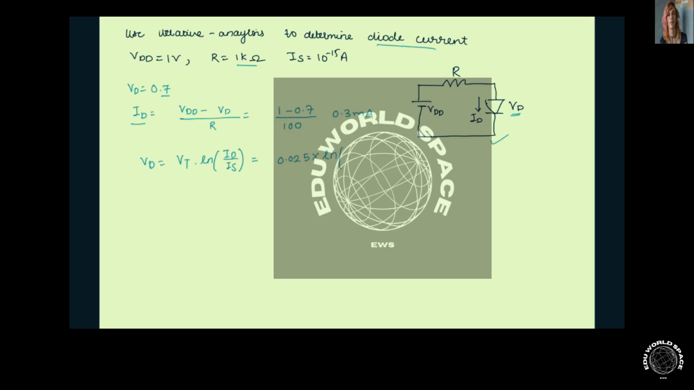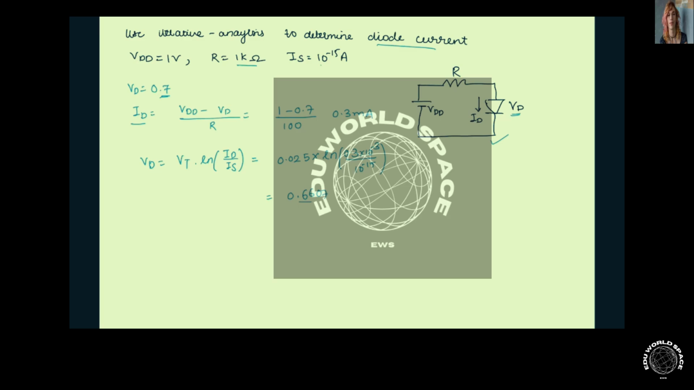We have calculated ID as 0.3 milliamperes, which is nothing but 0.3 into 10 raised to minus 3 amperes, divided by IS, given to us as 10 raised to minus 15. On calculating this we get 0.6607. So from this we get VD as 0.66, and here we assumed 0.7. So now we are one step closer to the actual value, and we can again use the same procedure.